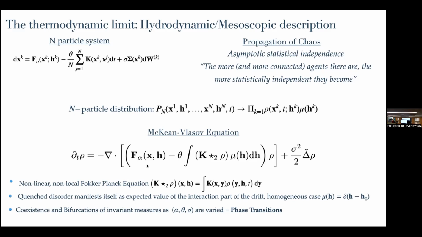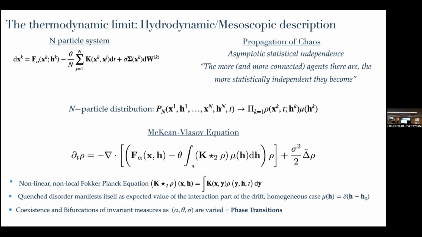So you can see here the local dynamics of each agent and the noise, but it is nonlinear and non-local. You can see it from the interaction part of this equation, where we have a convolution term between the interaction kernel and the probability distribution itself. So the drift term of this equation depends on the probability distribution. That's why it's nonlinear. And I also want to say that the quenched disorder has a simple effect in this equation, which is just integrating over all values of this disorder, over the ensemble of agents.